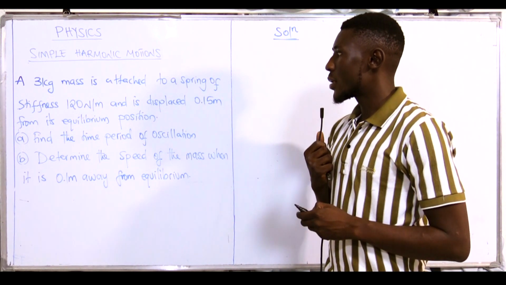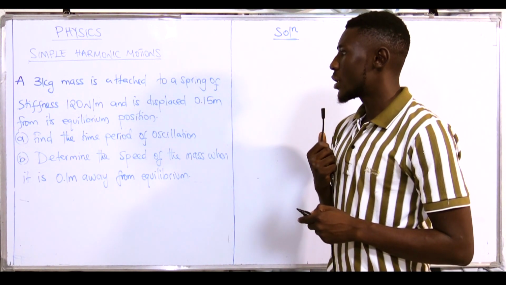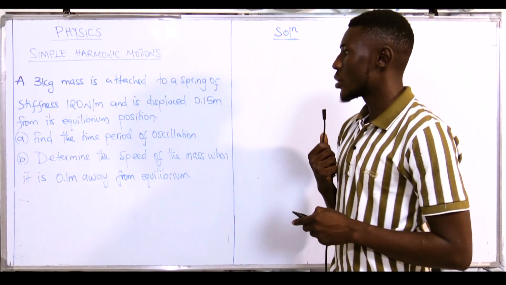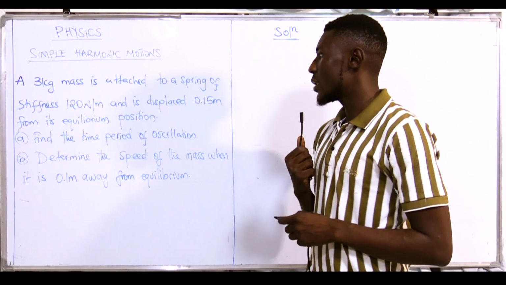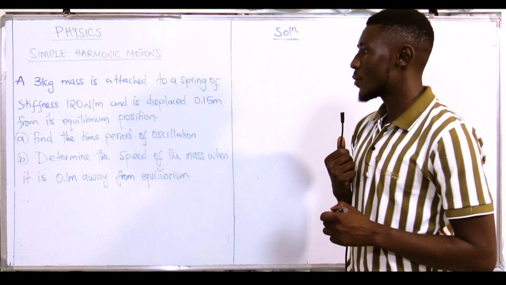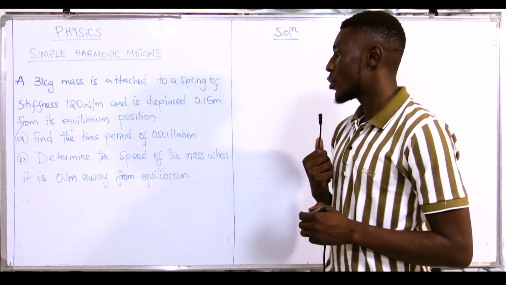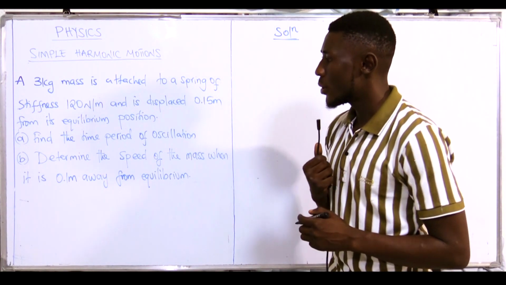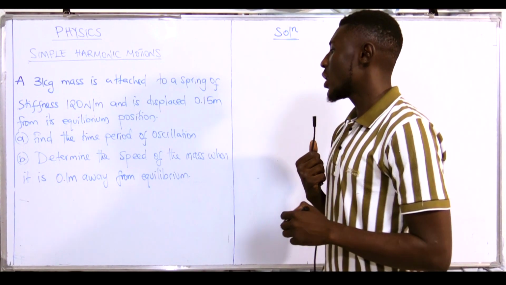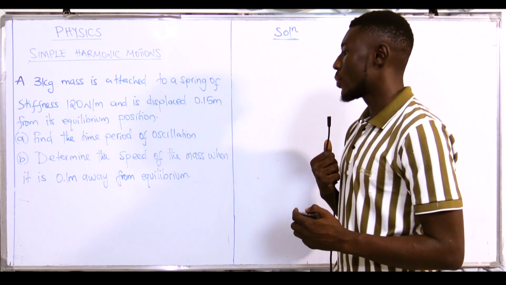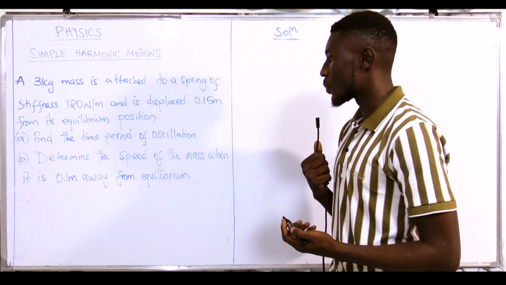A 3 kg mass is attached to a spring of stiffness 120 newtons per meter and is displaced 0.15 meters from its equilibrium position. Find the time period of oscillation, that is part A of the problem. Then part B, determine the speed of the mass when it is 0.1 away from equilibrium.